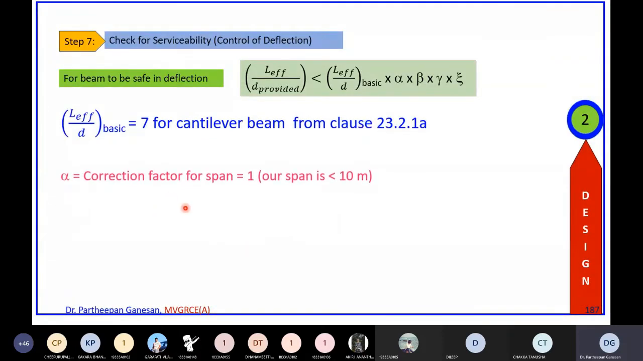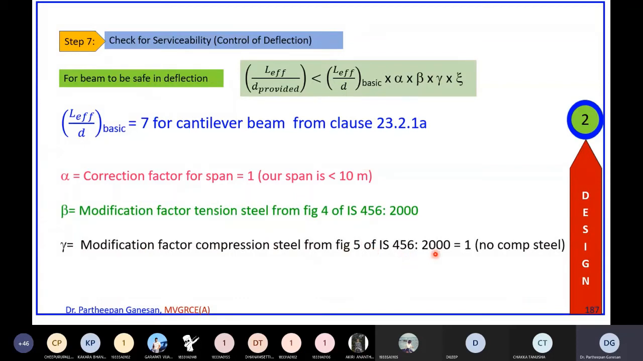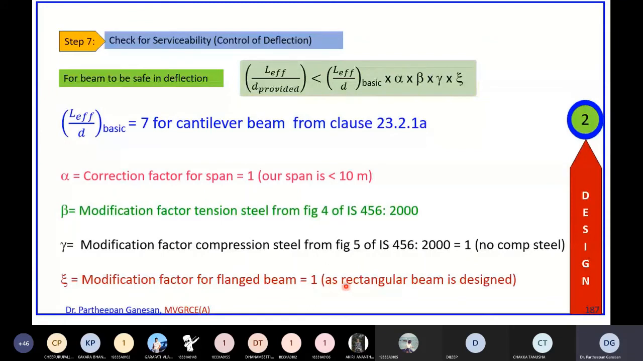And the correction factor for span is 1 because our span is only 2 meters. It is less than 10 meters, so your correction factor is only 1. Beta is the modification factor for tensile steel from Figure 4 of IS 456 that we will do. Gamma is the modification factor for compression steel from Figure 5. We are not providing any compression steel because your depth provided is more than the depth required for the balanced section. It will become a singly reinforced section, so that factor is also 1. And the modification factor for a flanged beam is also 1 because we are designing a rectangular beam only. We are not designing a T beam or L beam, right?